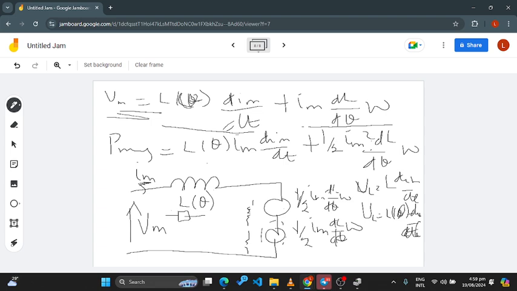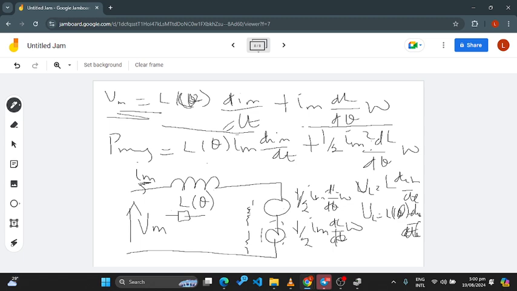Or you can say that it is the impedance times the square of the current, or the resistance times the square of the current. In that case, the resistance is just going to be half dl d theta omega. Here is also half dl d theta omega. Is that okay?